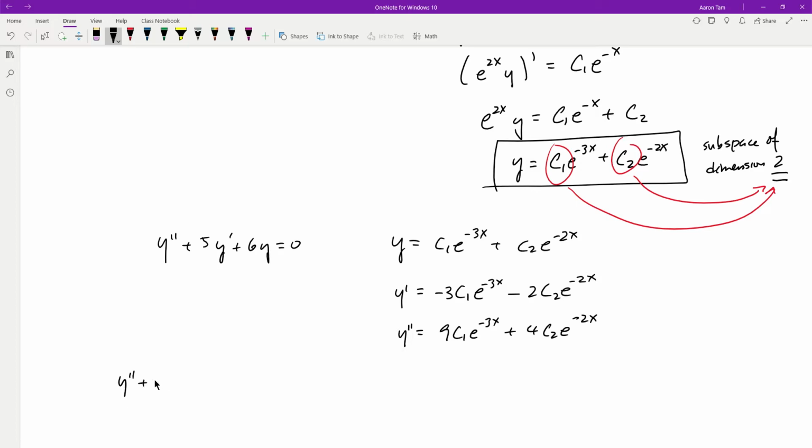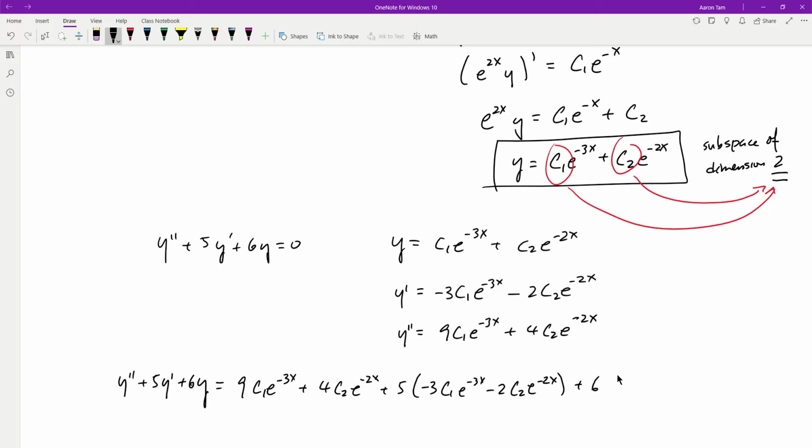So y double prime plus 5y prime plus 6y equals 9 c1 e to the negative 3x plus 4 c2 e to the negative 2x, plus 5 times negative 3 c1 e to the negative 3x minus 2 c2 e to the negative 2x, plus 6 c1 e to the negative 3x plus c2 e to the negative 2x.